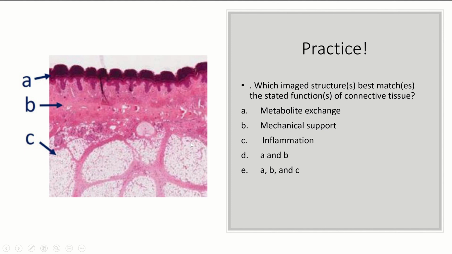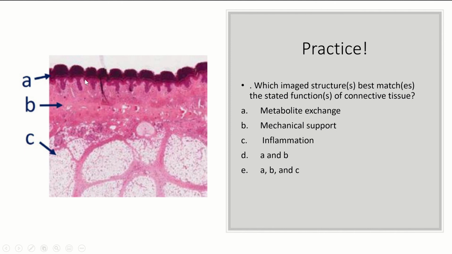C, inflammation. So C, remember what this is pointing to. These are those fat cells, that chicken wire looking stuff, right? So this is adipose tissue, right? And that is not where inflammation occurs. It does not occur in your fat.